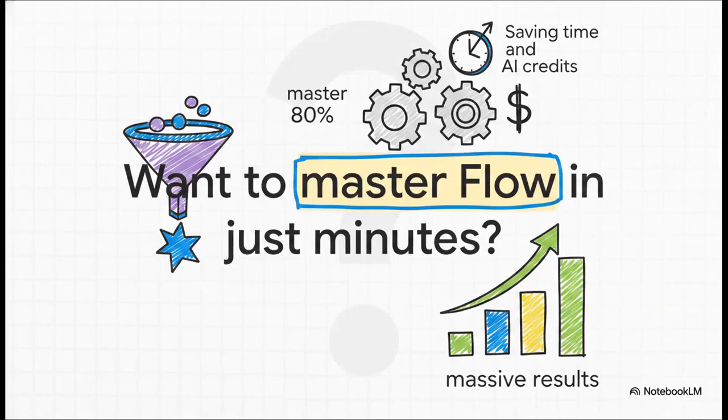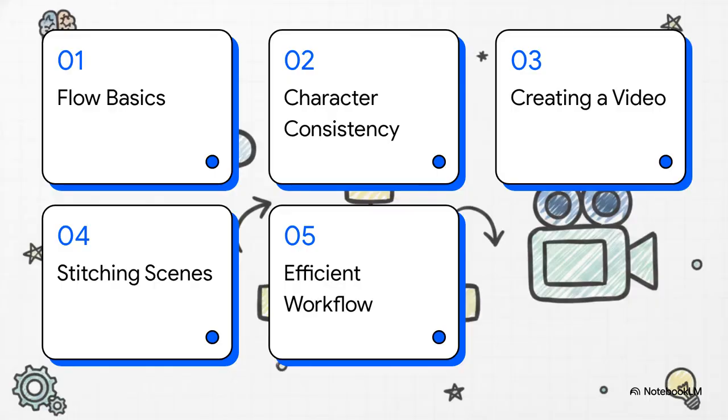Want to master 80% of Google Flow in just minutes? That is the exact question we're answering today. See, the real secret here is that you don't actually need to spend hours memorizing every single button and hidden menu. No way. If you just focus on a few core tools and really get the fundamental workflow down, you're going to master 80% of what this platform can do. Focusing on these essentials, it's a real game changer. It yields massive results, and honestly, it's going to save you a ton of time and those super precious AI credits.